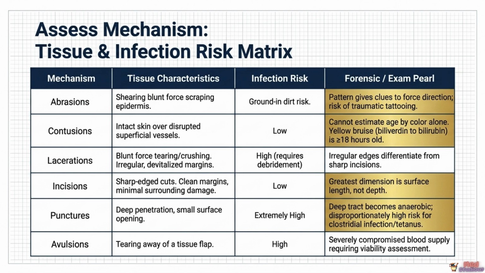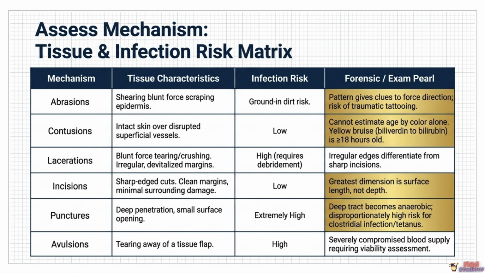Lacerations are caused by blunt force tearing or crushing. They have irregular, devitalized margins with high infection risk, and almost always require debridement before closure. Incisions are clean, sharp-edged cuts with minimal surrounding tissue damage, low infection risk. The largest dimension documented is surface length, not depth.